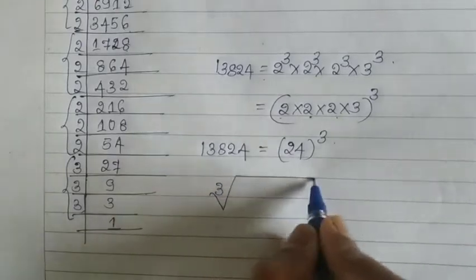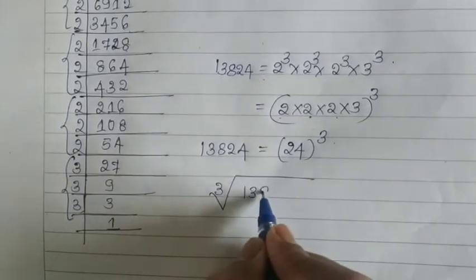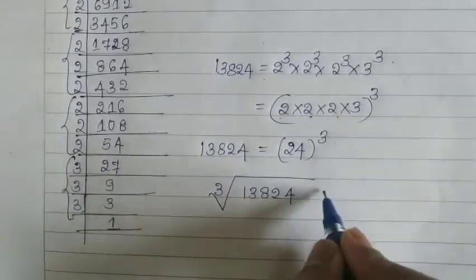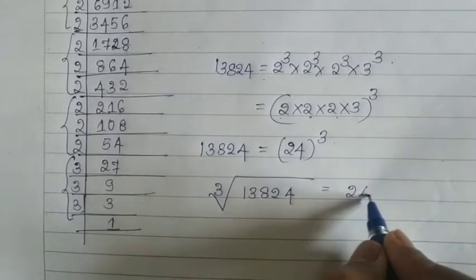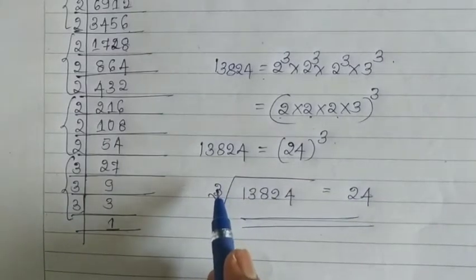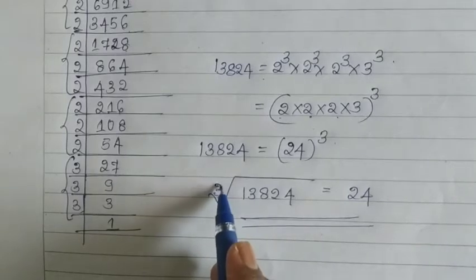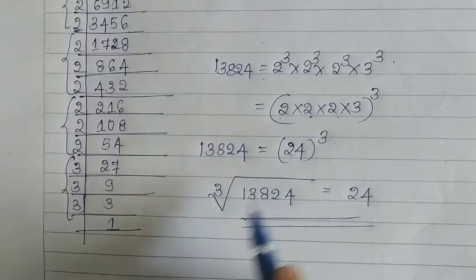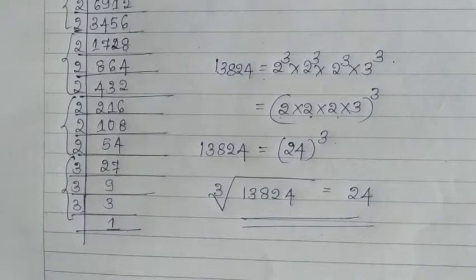Now, cube root of 13,824 is equal to 24. Look at children here. Now, we have to write 3 inside this root like this.